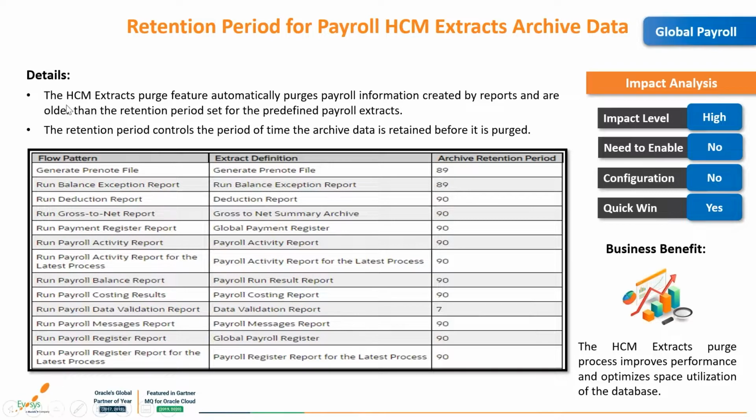These are the payroll reports which will now have an archive retention period, beyond which the archived information will get deleted from the application. For example, we have a run deduction report. The run deduction report archived information will be retained for 90 days and anything beyond that is going to get deleted. This is definitely going to improve the performance and optimize the space utilization in the database. One point we have to remember here is that we cannot modify this retention period and it cannot be configured to suit our needs. It is going to be preset in the system.